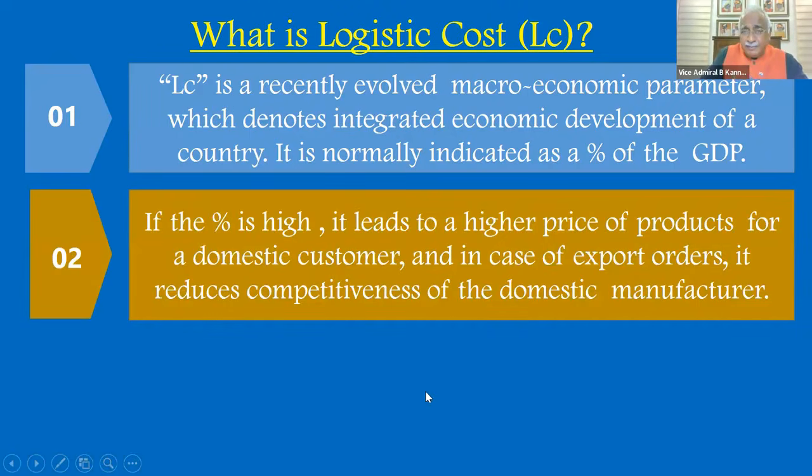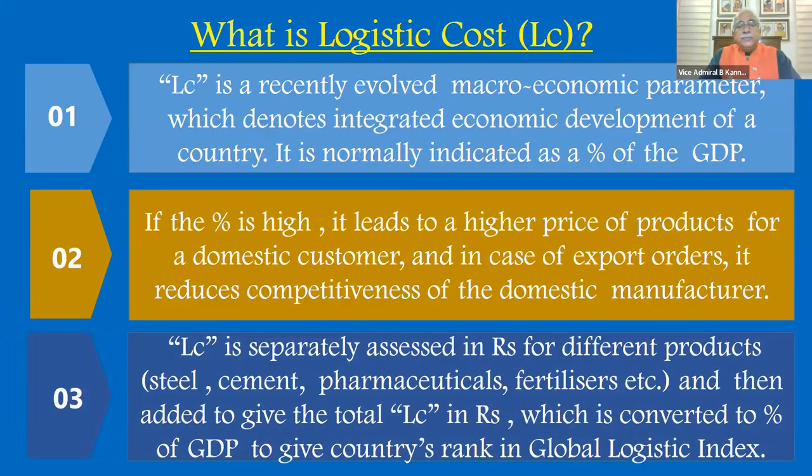If this percentage is high, for some reason, we'll analyze the reason. If the percentage is high, then all of you pay more money for the item. If the percentage is high, let's say vegetables, this logistic cost is high, then you'll pay more money when you buy it. And if it's an item which is being exported, and if the logistic cost is high, then the domestic manufacturer's competitiveness in the global arena reduces because his cost is high, so he's not able to sell it in international market. So it impacts domestic customer like you and me, and also for exports.